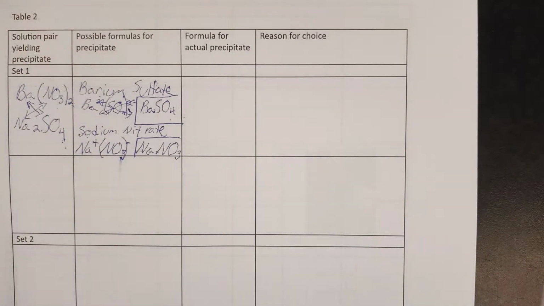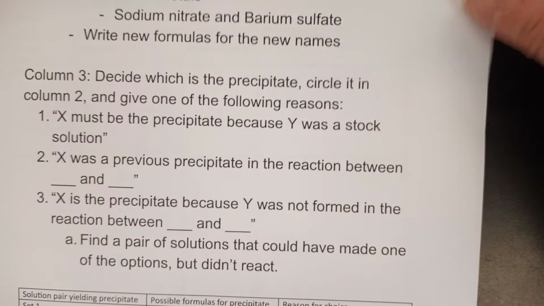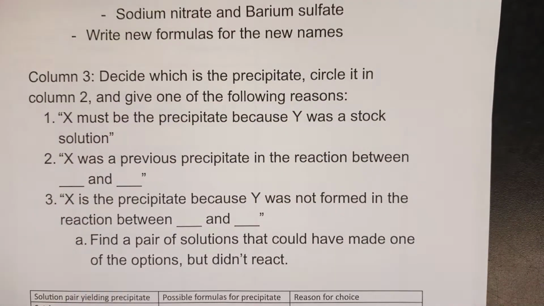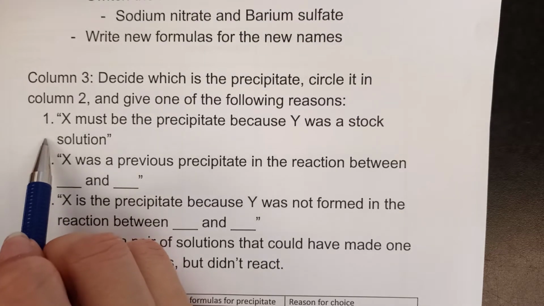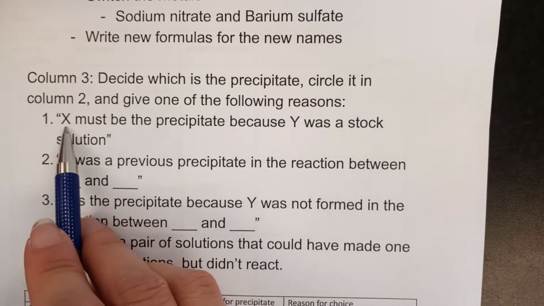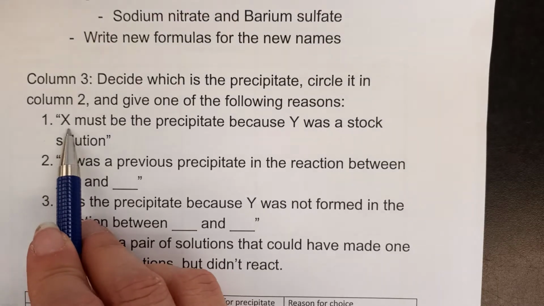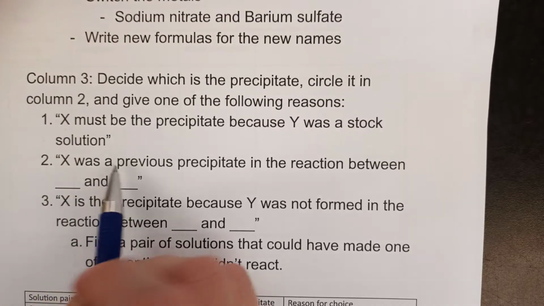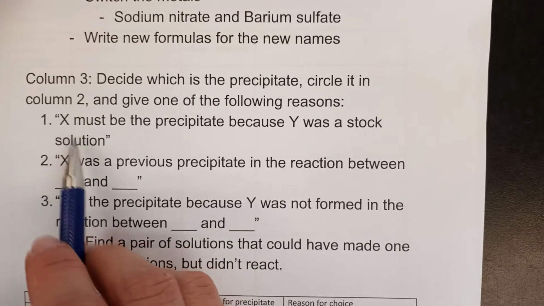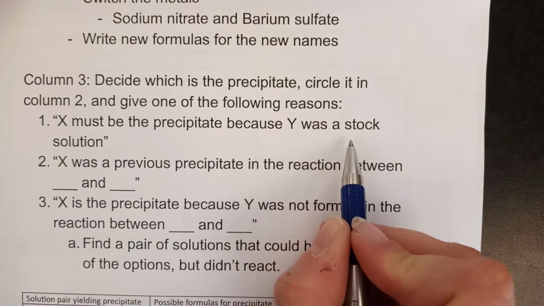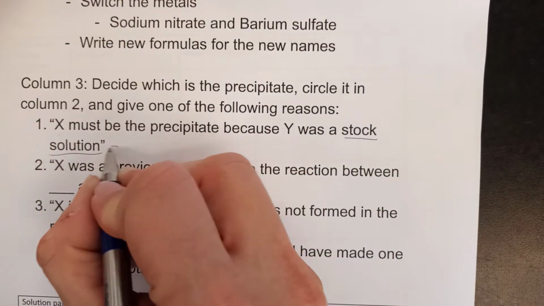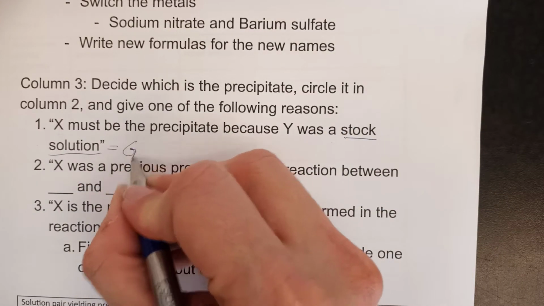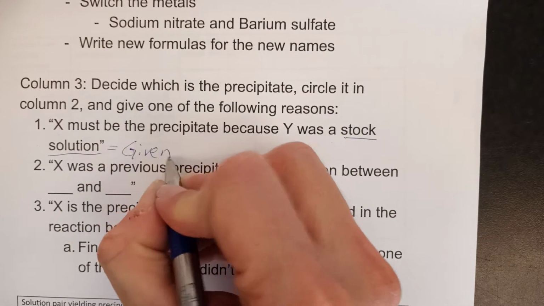Okay, so there are 3 different methods you can use to decide whether or not something's a precipitate. And this paper is in the classroom along with the assignment. Option 1 is that something is a precipitate because the other one was a stock solution. And stock solutions are the things I gave you. So the stock solution equals a given substance.